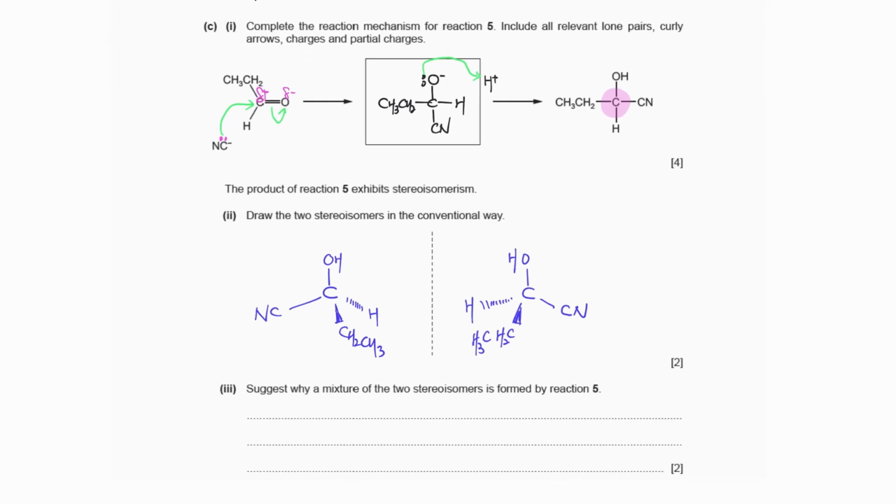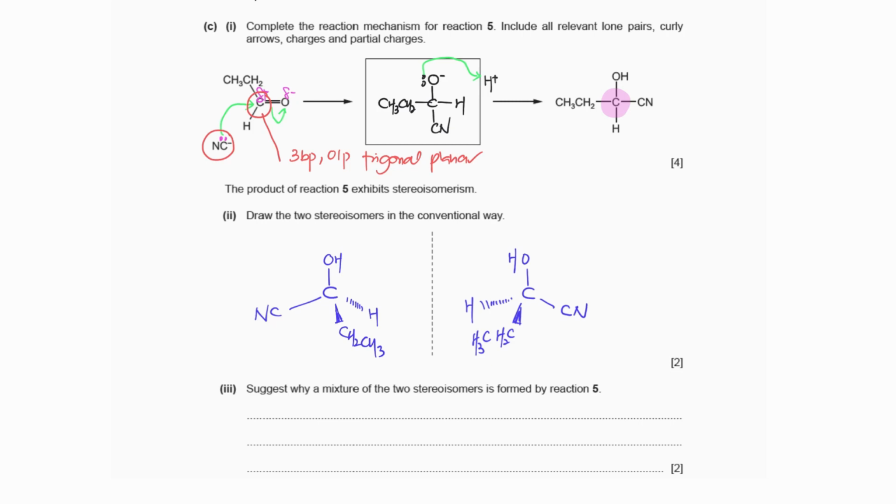So for the last question, the question wants us to suggest why a mixture of 2 stereoisomers is formed by reaction 5. Why will there be a mixture of them? Why not just one or just this? So the answer is that we have to go into the mechanism, and focus on the carbon that the CN minus is attached to. Looking at this, we can see the carbon of the C double bond O has 3 bond pairs and 0 lone pairs, where the shape will be trigonal planar.